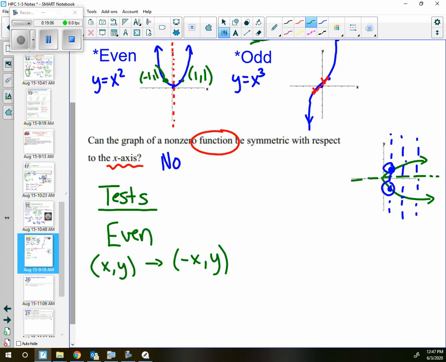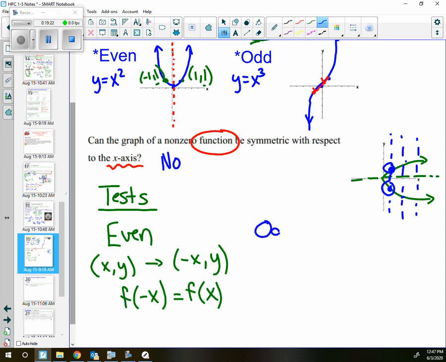Another way of saying that is in function lingo, f of opposite of x, so like f of -1, has the same function value as f of x. They're the same thing. The outputs are the same. They were both 1. So to check to see if something's even, that's a really quick way to do it from an equation.